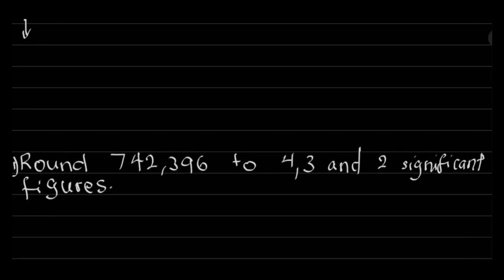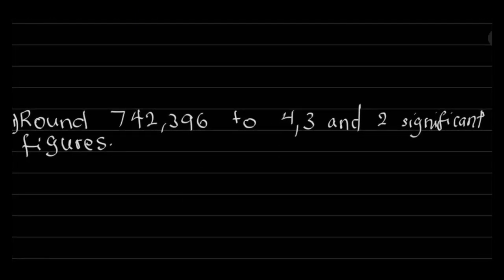So we are going to learn how to round up numbers to the various significant figures. So we have 742,396. We are to round this up to 4, 3, and 2 significant figures. So to 4 significant figures, we are going to count the first 4 numbers, starting with the first non-zero number. So we are going to have 1, 2, 3, 4. Our fourth significant figure ends at 3.